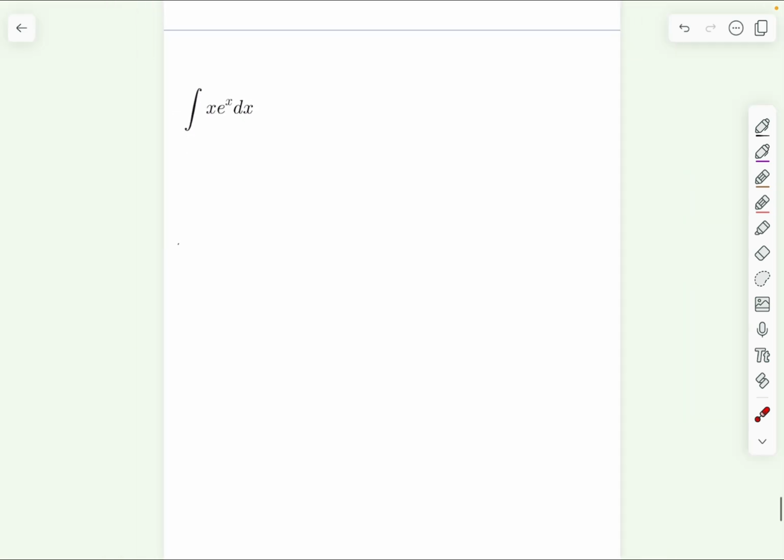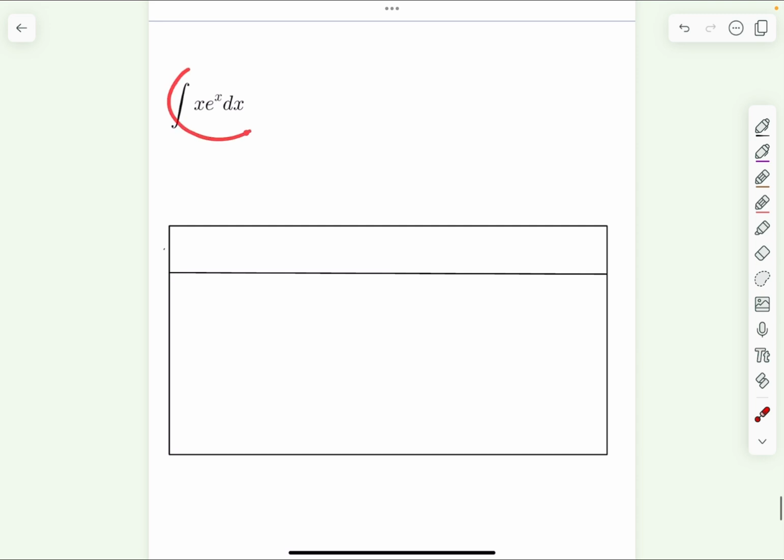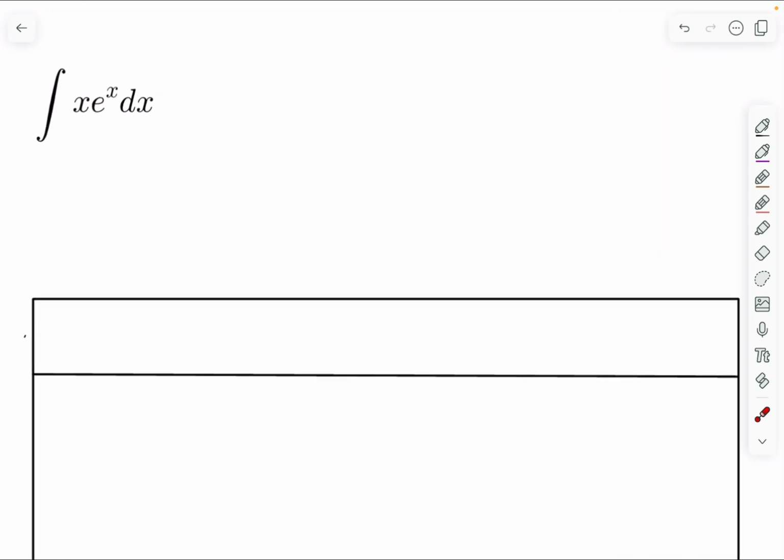Now, the way that I set up my paper is I start by drawing a box, and then I just split it in two, but I make one a little bit smaller. And the reason why is because for every integration by parts problem that you do, there's two integrals you're going to have to take. And it's a way to keep things organized. So let's go ahead and get started.